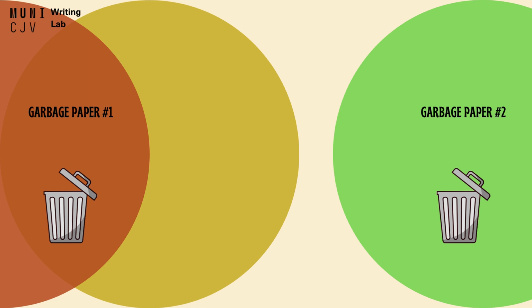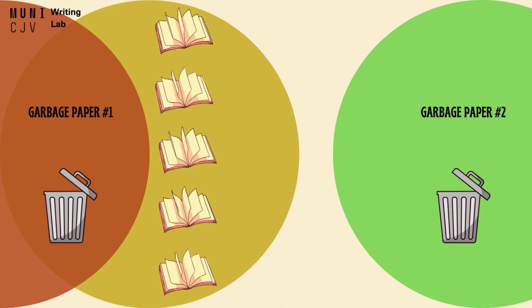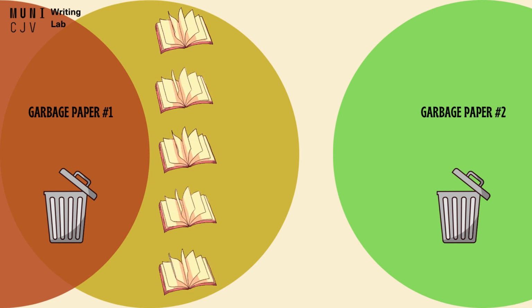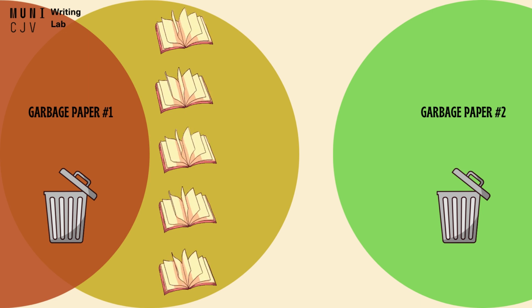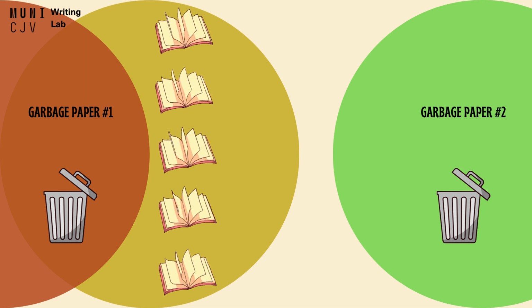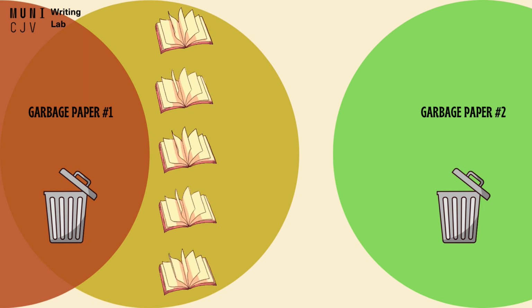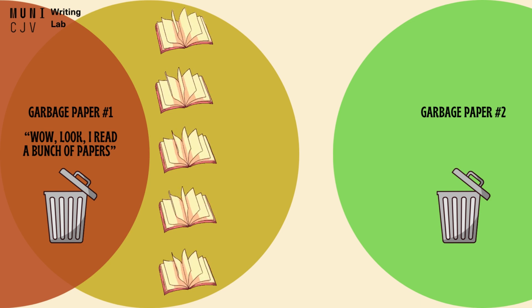And there's two kinds of garbage paper that can come out of this. One is a paper that looks and feels very much like the big, long list of sources that you read. If what you have in your notes is just a list of sources, then what you produce is probably also going to be not much better than a list of sources. A string of summaries of interesting papers maybe, but no interesting argument of your own. Let's call this the "wow, look, I read a bunch of papers" paper.